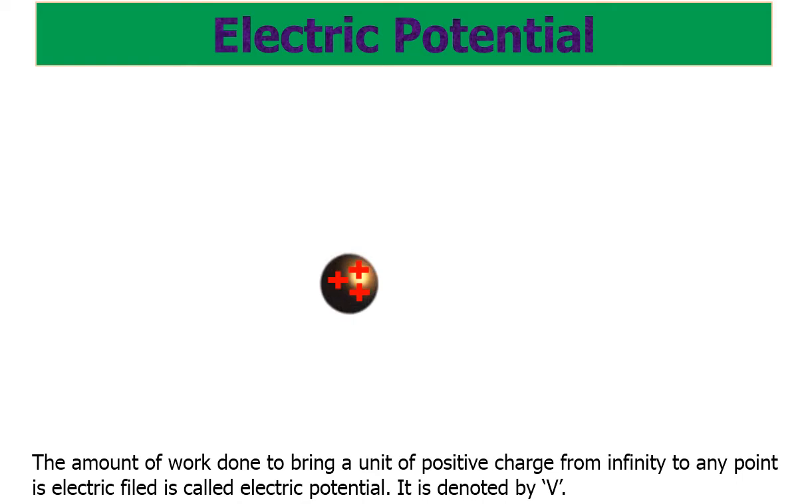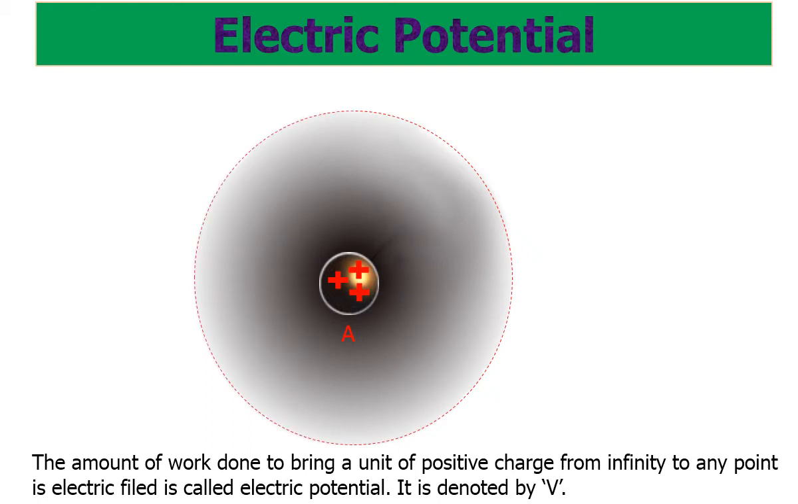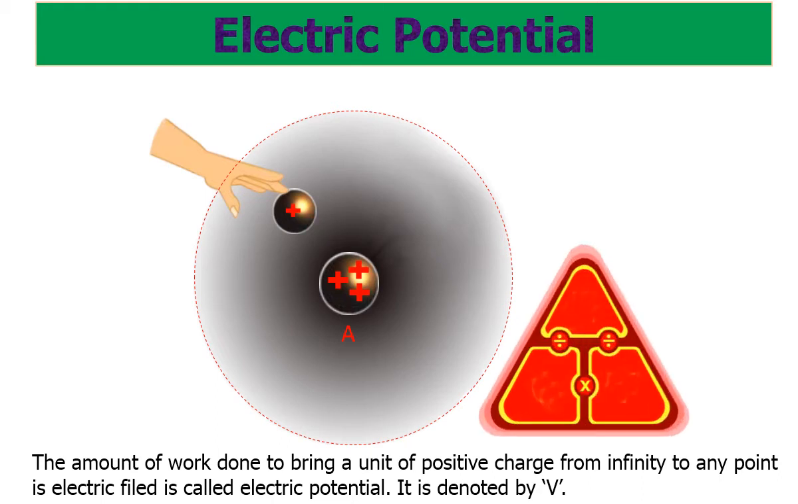Let's have a look at a presentation here. A positive charge is given, and the positive charge has an electric field. And if you want to bring a positive charge, you can see here a positive charge is brought from infinity to the electric field. In that situation, the body has to do some work to bring the unit of positive charge from infinity to the electric field. If you consider the work done by the body is W and the bringing charge is Q, then the potential will be V equals W by Q.